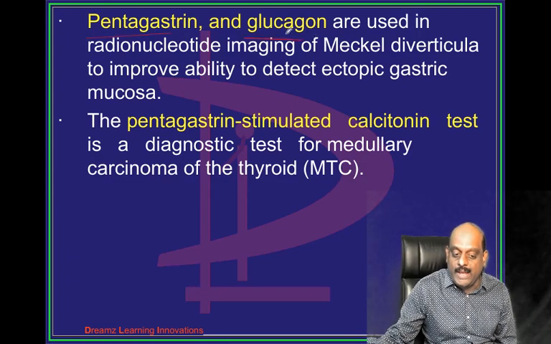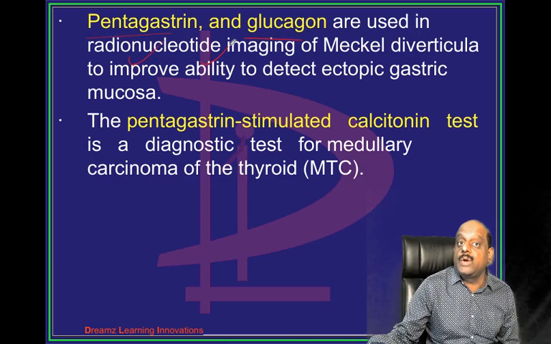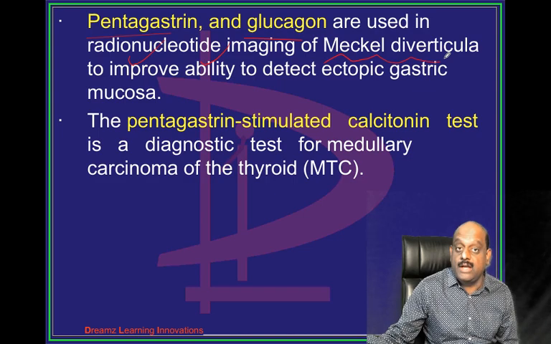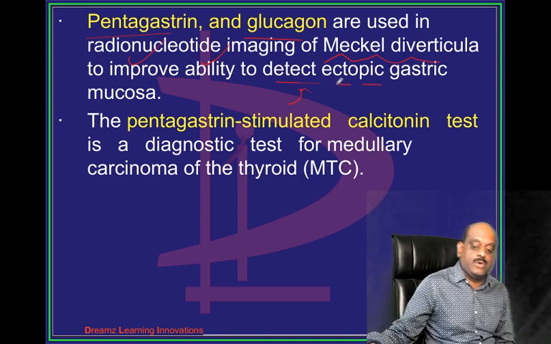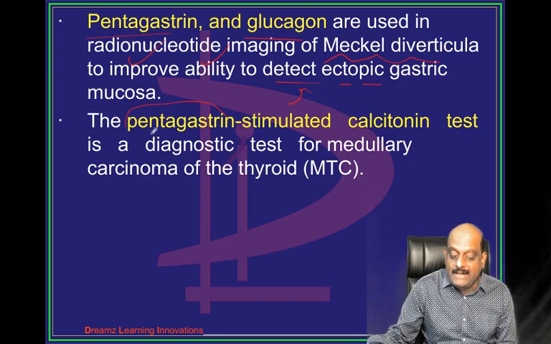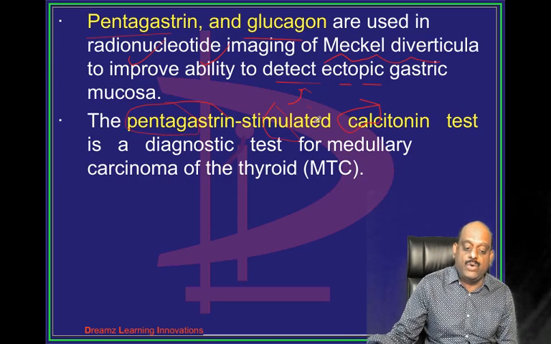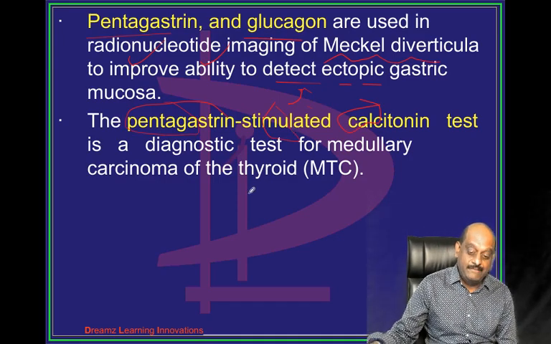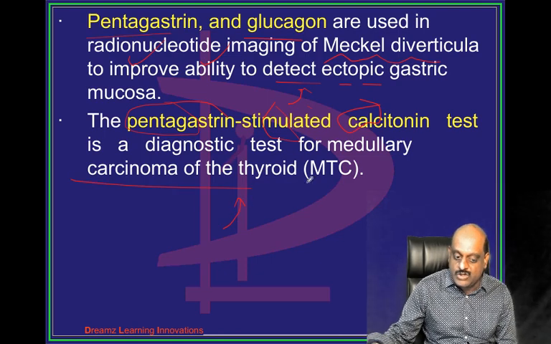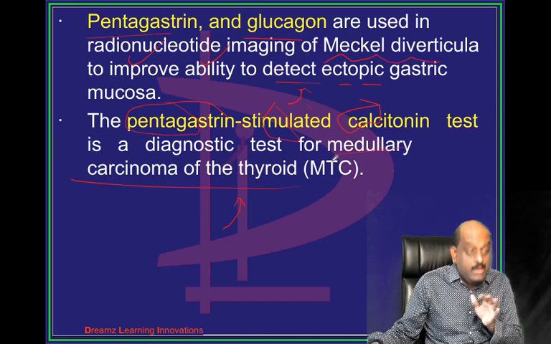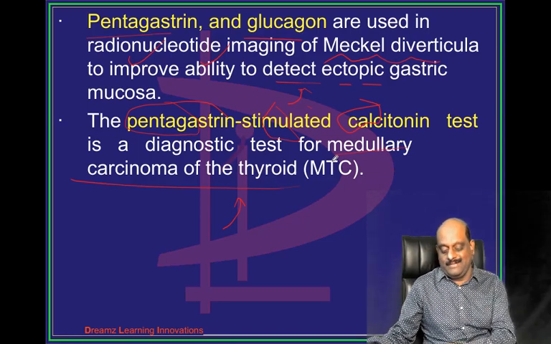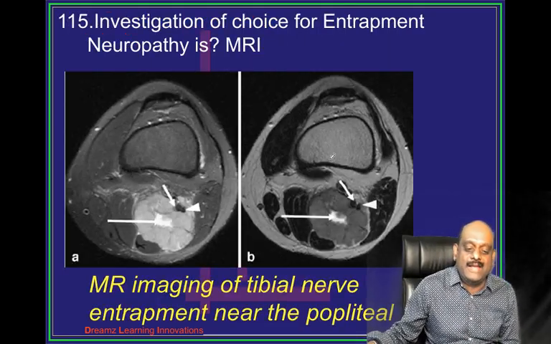Pentagastrin and glucagon are used in radionuclide imaging of Meckel's diverticulum to improve detection of the ectopic gastric mucosa. Similarly, the pentagastrin-stimulated calcitonin test is used in medullary carcinoma of the thyroid. These are all very hot, fuming single-liner MCQs of the examiner.